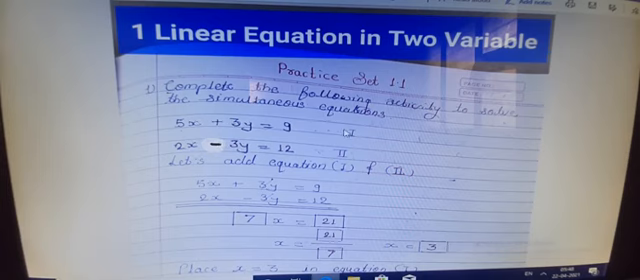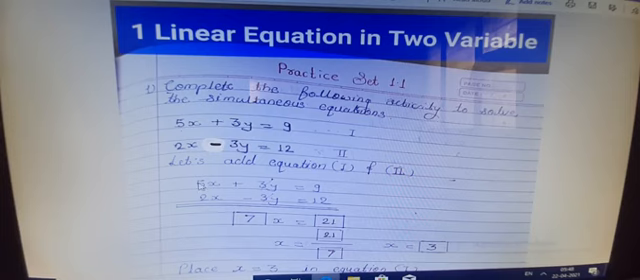Therefore first we assume this is equation number one and this is equation number two, and then we observe carefully the coefficients of x and y. Now we have to add these two equations because the coefficients of variable y are the same and their signs differ. So let us add equation one and two.